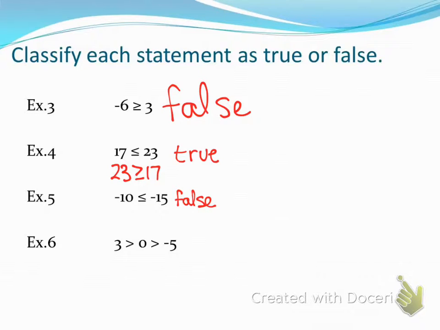Lexi? 3 is greater than 0, greater than -5. Very good. 3 is greater than 0 is greater than -5. What do we think? True. Both parts of that are true. 3 is greater than 0 and 0 is greater than -5.